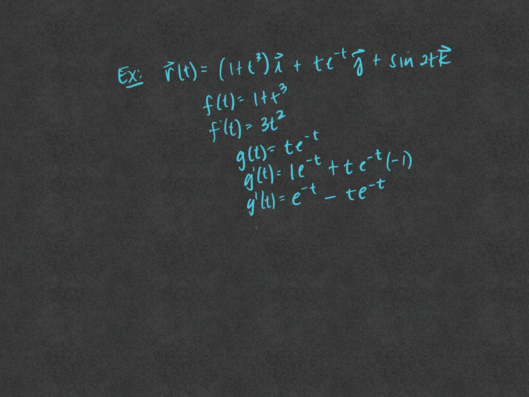We could factor e to the minus t out because it's prettier that way. So if we factor out an e to the minus t, we have 1 minus t. That's a pretty derivative. Now let's do h of t. h of t equals sine of 2t.